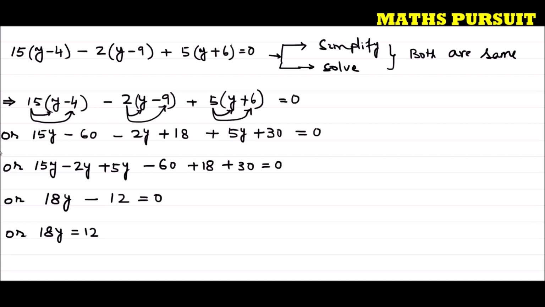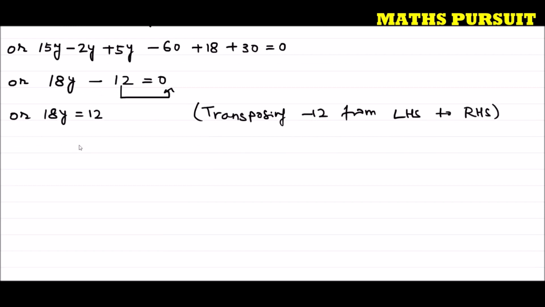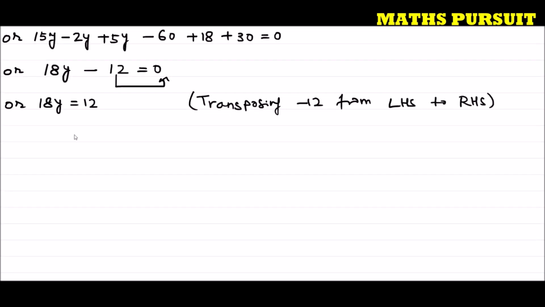What I did here, I just moved this minus 12 to the right side of the equation. That means transposing minus 12 from left hand side to right hand side. And guys, we very well know that if you move a number from one side to the other, its sign changes. So similar thing happened here. When I moved a negative 12 from left hand side to the right hand side, it became positive.